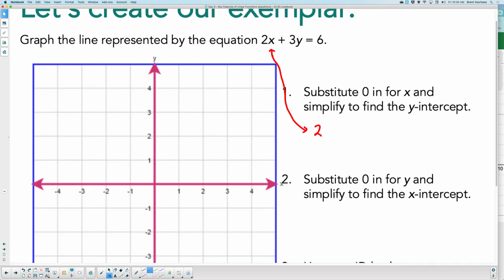Instead of 2 times x, it's going to become 2 times what number instead? X is coming out, and what's going in? 0. So I have 2 times 0 plus 3y equals 6.